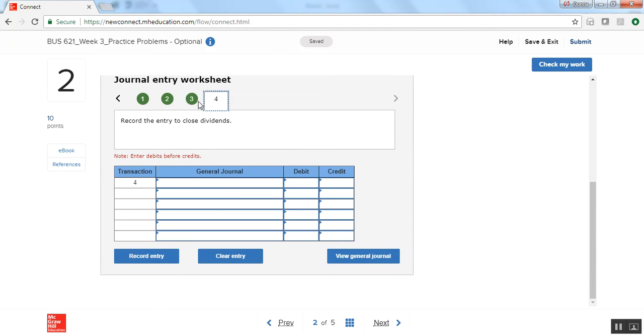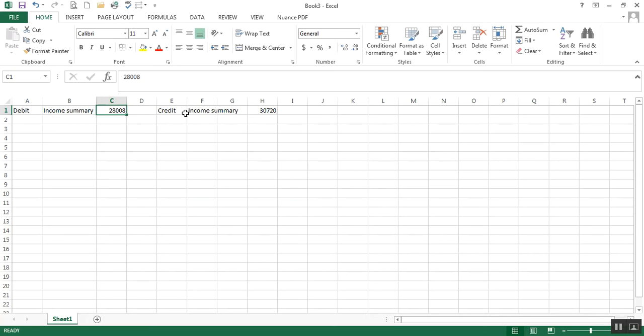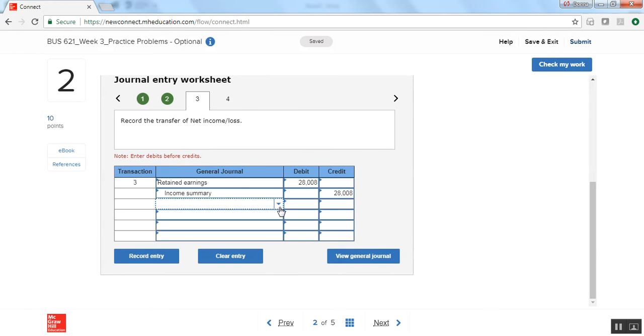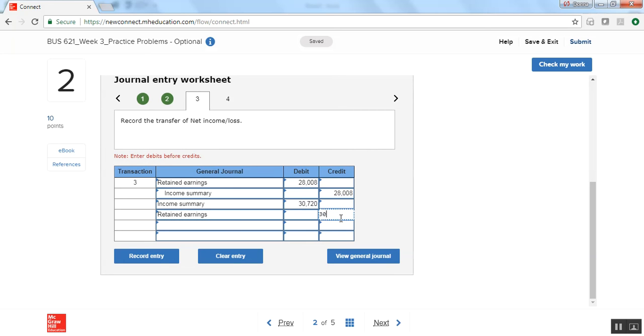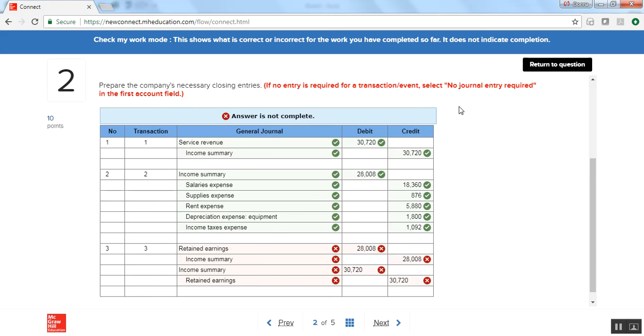When you close your income summary, you're always going to close it to your retained earnings. And now I have a credit balance. So in order to close that to zero, I'm going to debit it. And I'm going to debit it for 30,720, and the closing entry is going to be retained earnings again for 30,720.